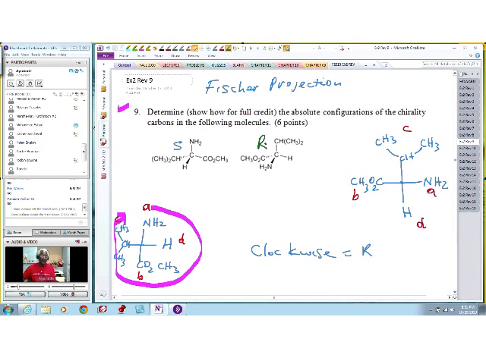Okay, now let me ask you this. Let us call this compound A and compound B. What is the stereochemical relationship between compound A and B? Or I may simply ask you, what is the relationship between A and B? Okay? Enantiomers, exactly. They are enantiomers.